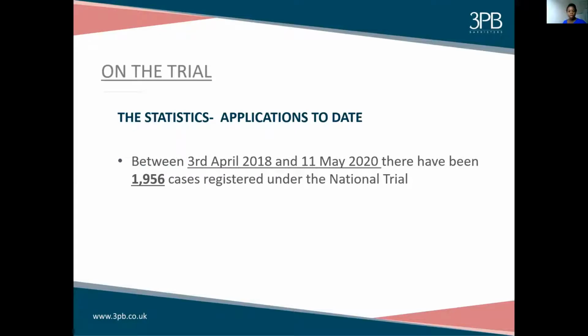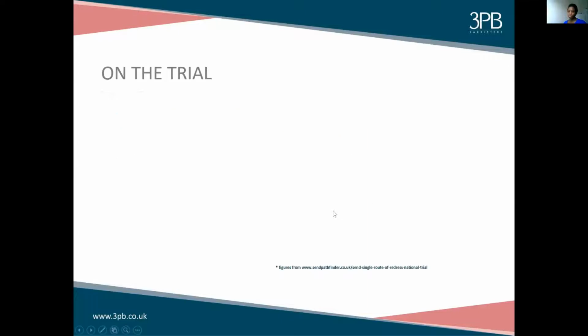So the Department for Education predicted initially that there would be only about 350 cases on the national trial. However, figures from when the trial began, from April of 2018 until the 11th of May, so just last month, there have actually been 1,956 cases on the national trial. And those cases on the national trial have represented just over 1/5 of appeals in general. So that was the overall figure to May.